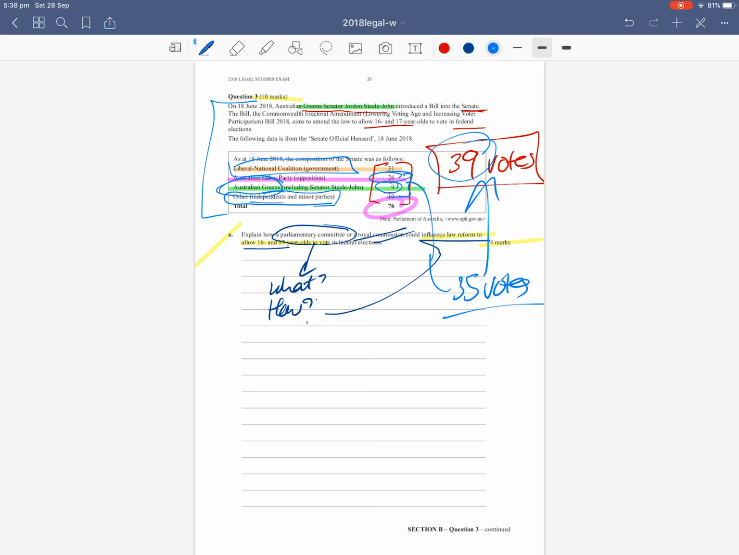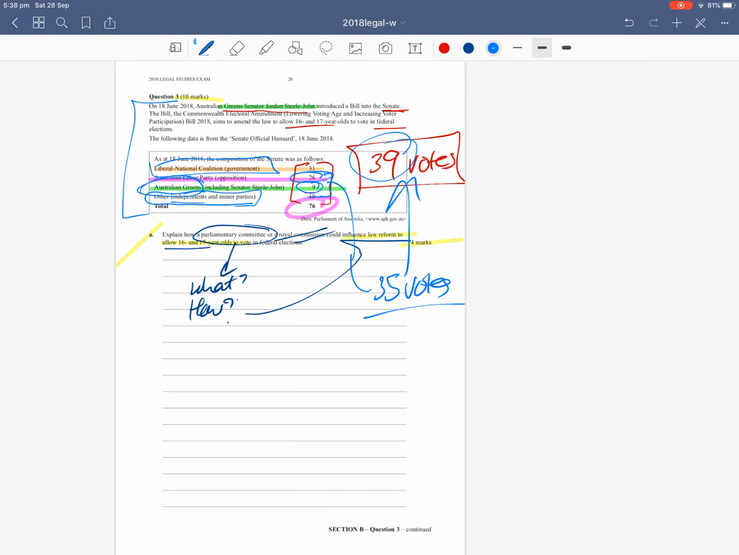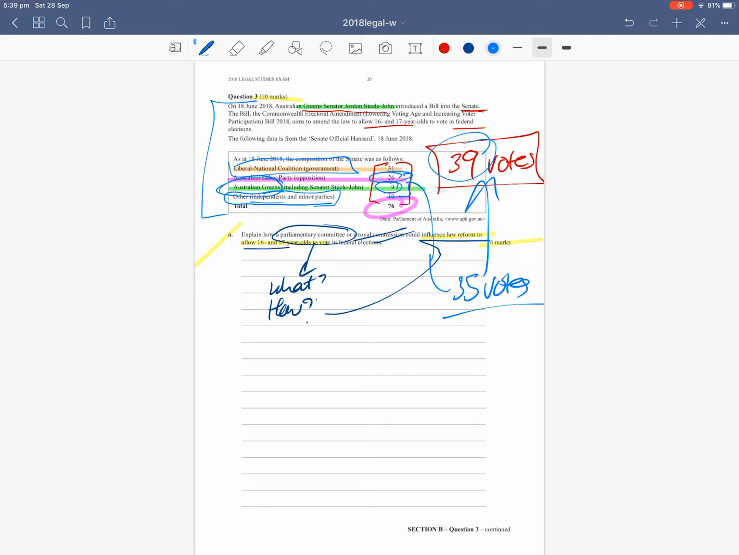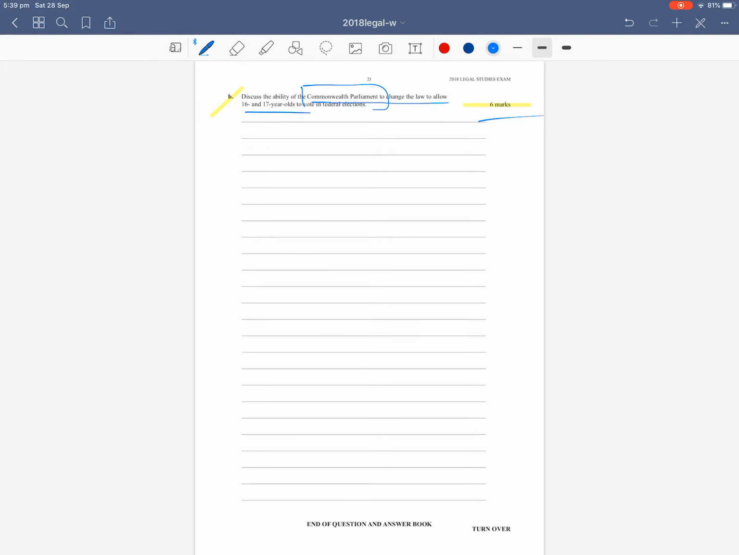way of ensuring that laws aren't just passing left, right, and centre, right? If something wants to change, you need to really, really think about it. You need to negotiate, because this is a whole thing. It's the Commonwealth Parliament. You're not just making laws for yourself, you're making it for the whole nation. And that was a 6 marker.